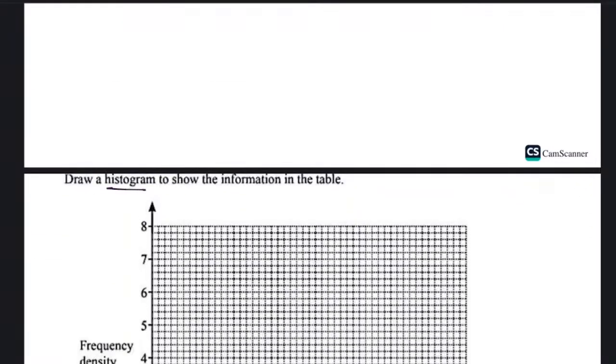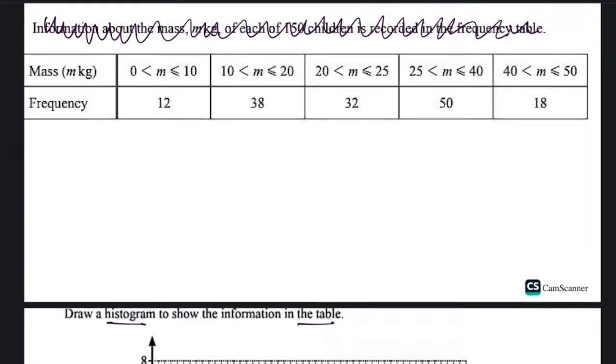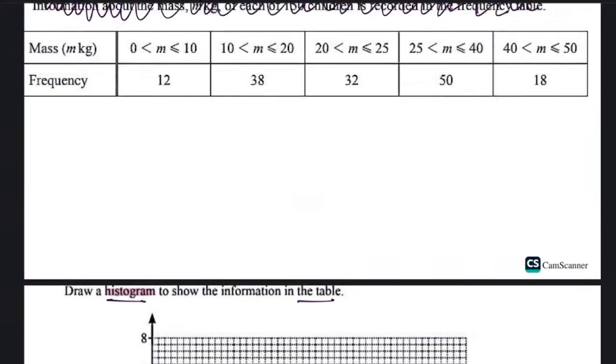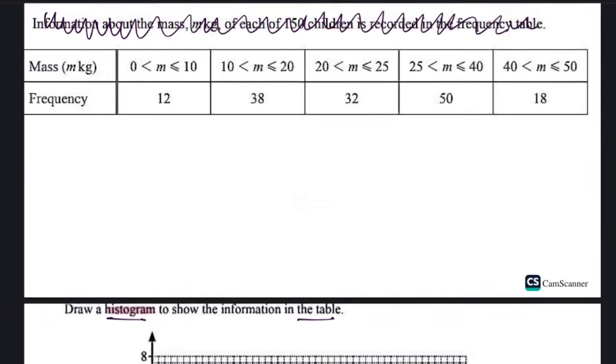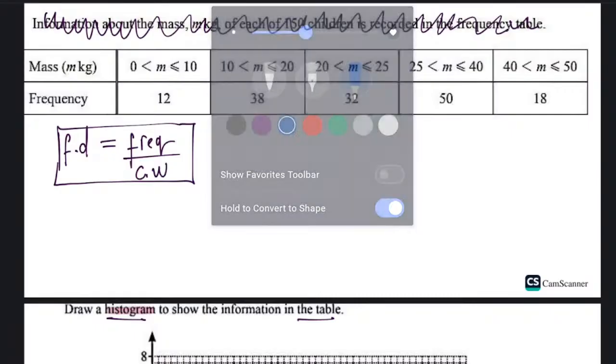Draw a histogram to show the information in the table. So the histogram is for this information. This is part A of the question. The moment you see the word histogram, remember you have to have the formula: frequency density is equal to frequency over class width. This helps you to find the frequency density. Right, so now let's get to work.